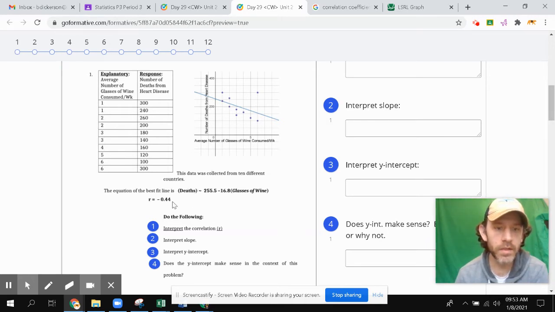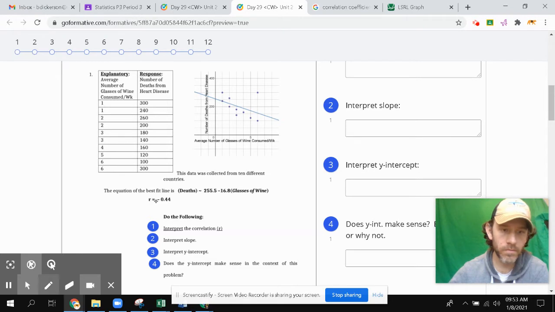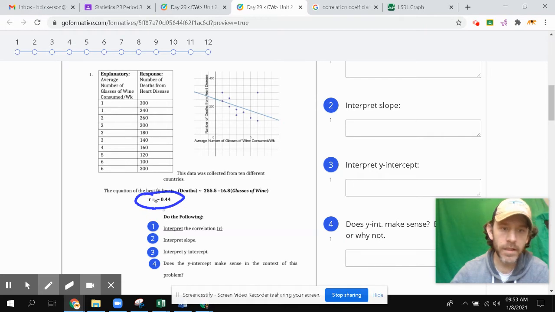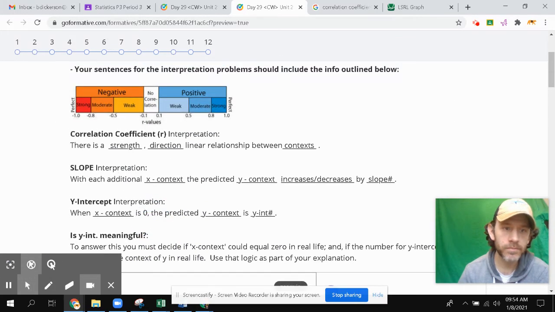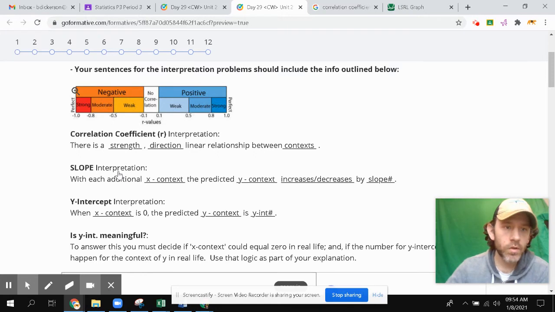All right, now we want to take a look at the numbers and what those mean. So if R, where am I looking? R is right here, negative 0.44. What does that mean? Well, let's go back to the interpretations part and see what it tells me. Okay, so in this diagram, this talks about R values. We said R was negative 0.44. So if I'm looking at this number line, negative 0.44 is right here.